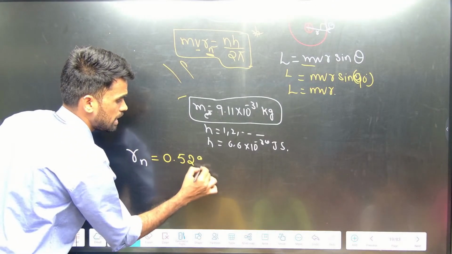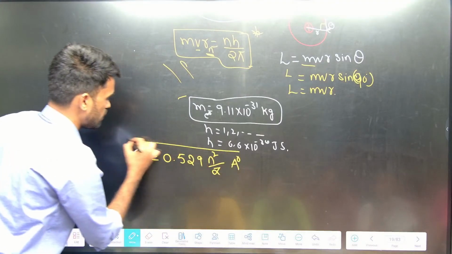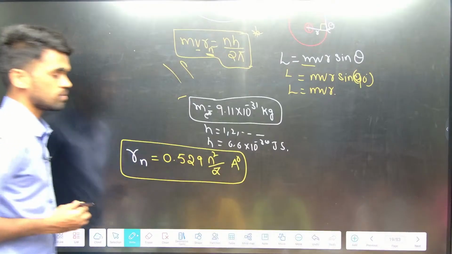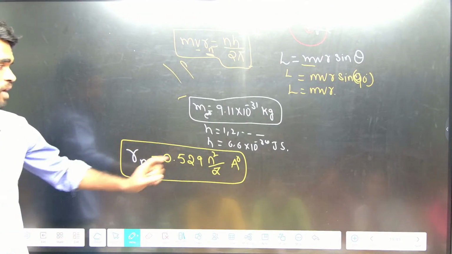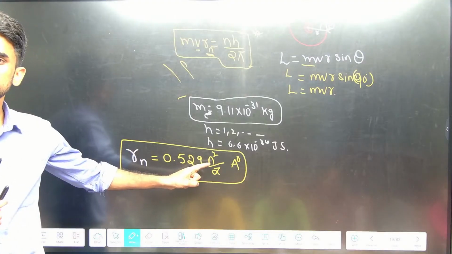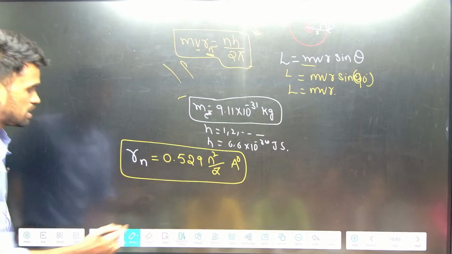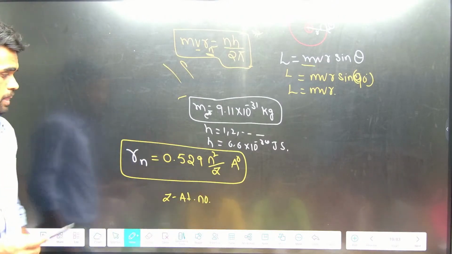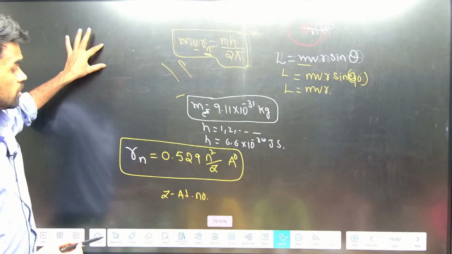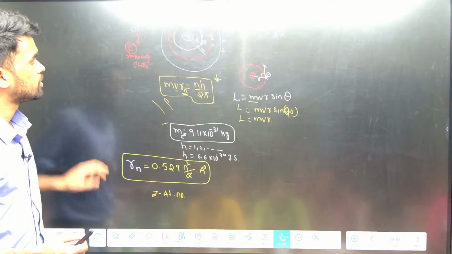0.529 n square by Z, in terms of angstroms. What value are you going to get for the radius? 0.529 n square by Z. So what does this n represent? Shell number. What does Z represent? Atomic number. So this is about the radius. I will tell you about velocity also.